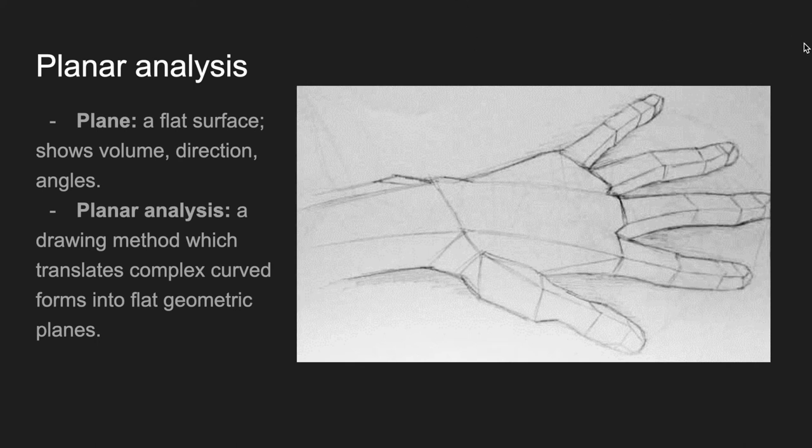Planar analysis will be the last step of the drawing for this unit. So like I said, a plane is a flat surface. It shows volume, direction, and angles. So you can think about it as the side of something. Planar analysis is a drawing technique in which you take an object that is organic and curved, such as a hand in this example, and then transform it into flat geometric planes.